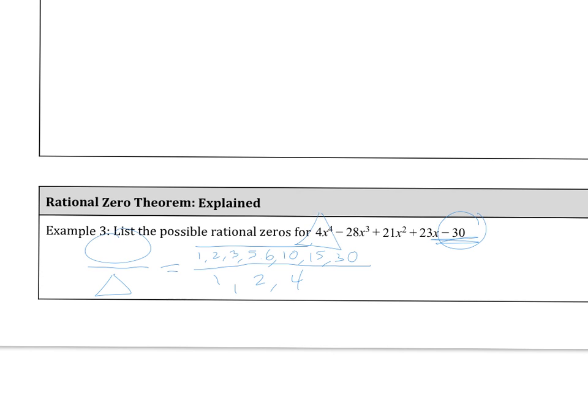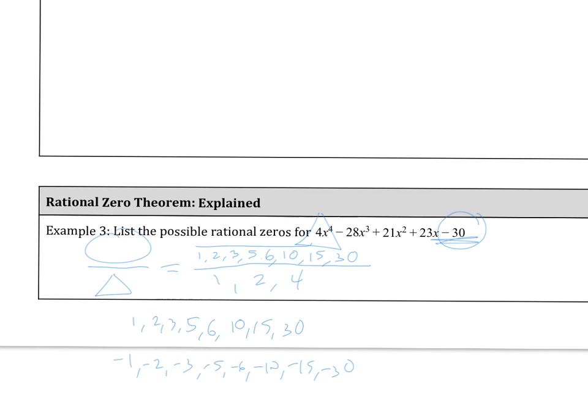And the next thing I'm going to do is just take every possible combination, meaning I'm going to take every one of these numbers and put it over every one of these numbers, and make fractions, and if they reduce and they're repeated, I won't list them twice. So that's going to look something like, all of these different numbers over 1. So that'll be 1, 2, 3, 5, 6, 10, 15, and 30, and also the negative version of those.